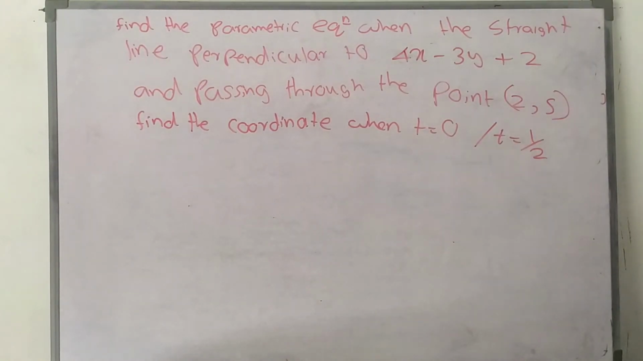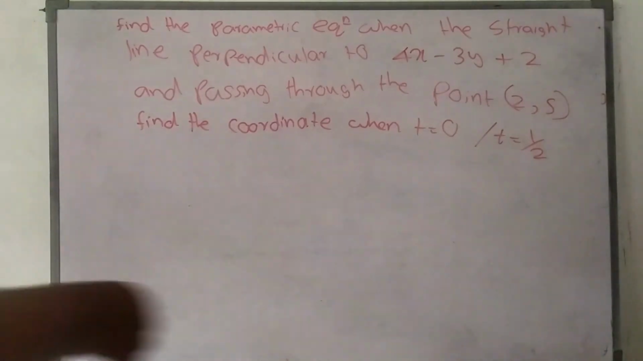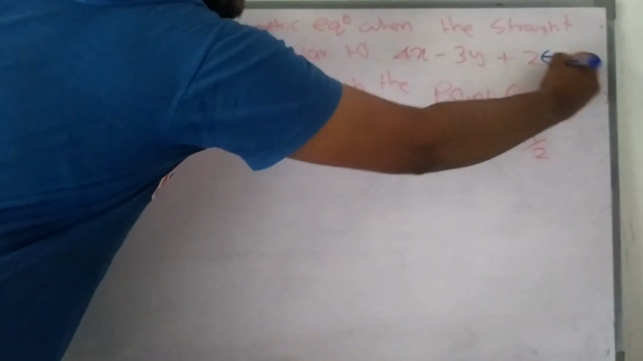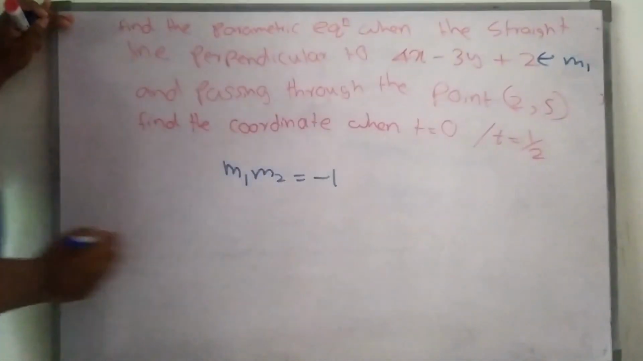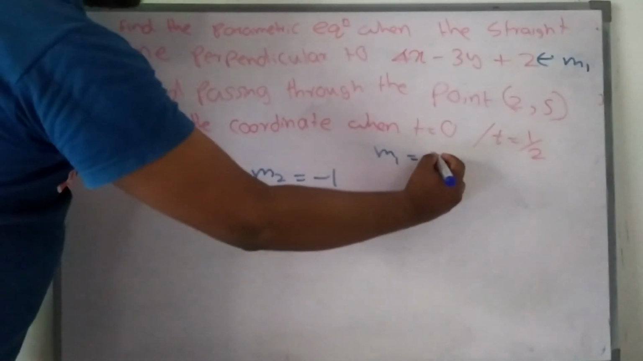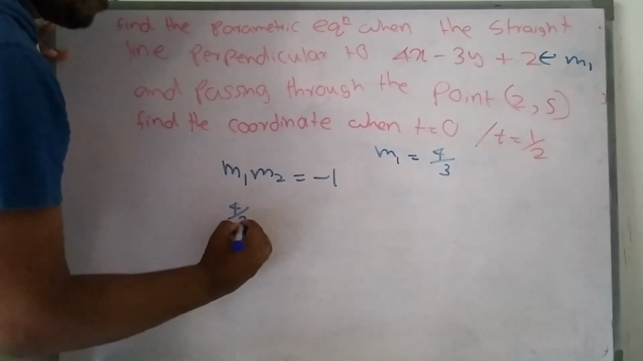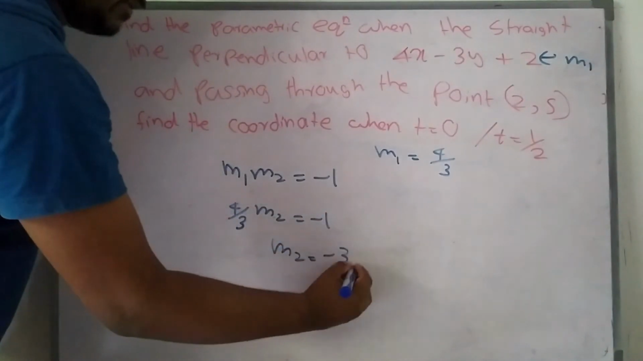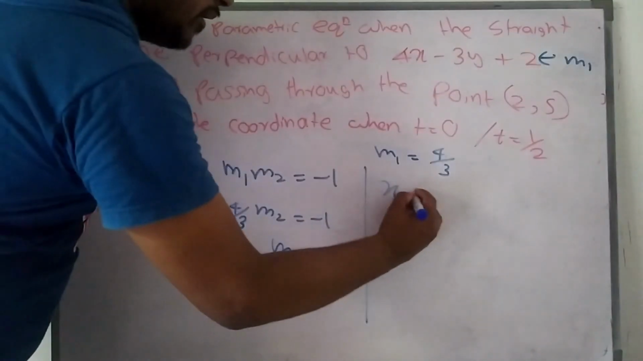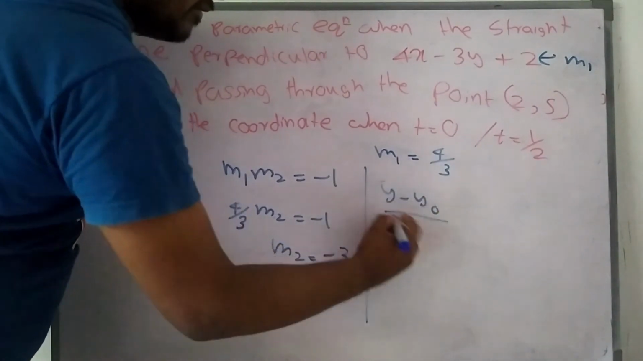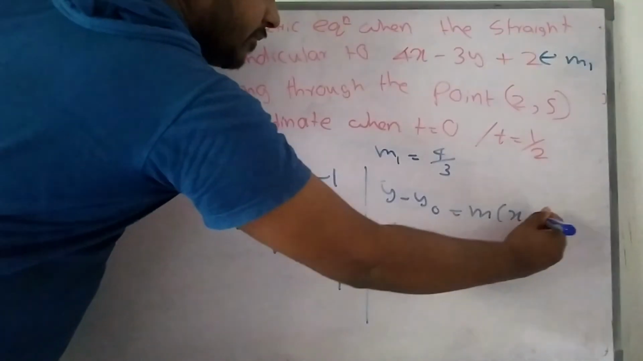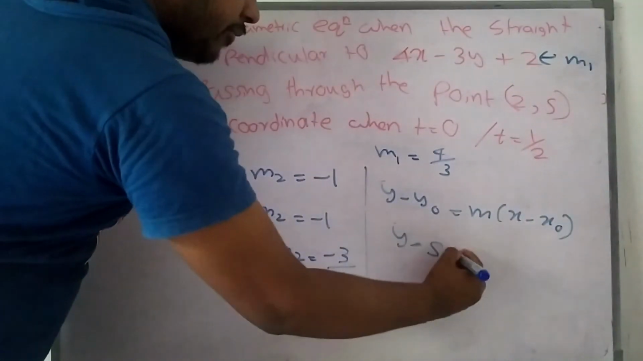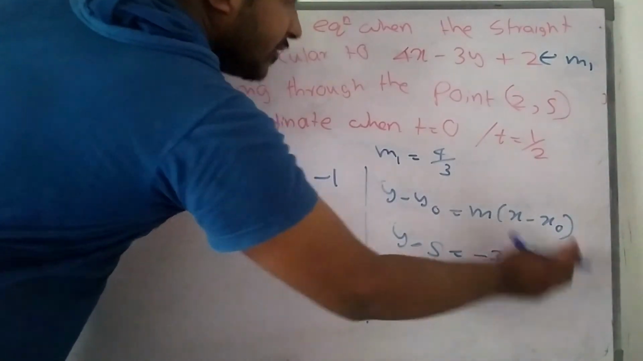Okay, children, this is my next example. Find the parametric equation of the straight line perpendicular to 4x minus 3y plus 2 and passing through the point 2, 5. Find the coordinates when t equals 0 and t equals half. So how to find that? I assume the gradient as m1, and m1 times m2 equals minus 1. Then y minus y naught equals m times x minus x coordinate. So y minus 5, gradient minus 3 by 4, x minus 2.